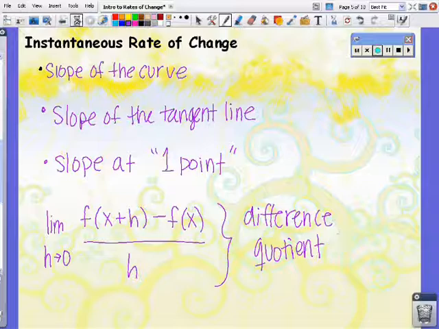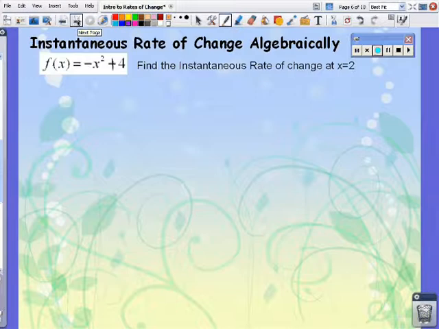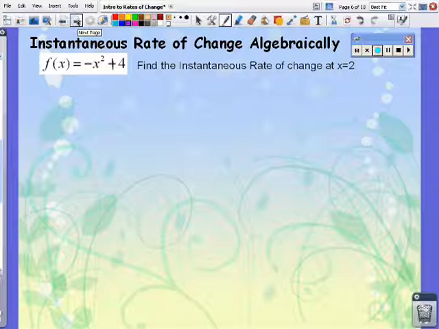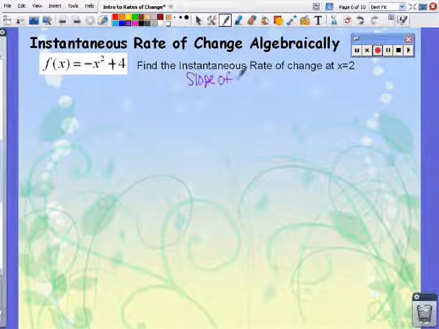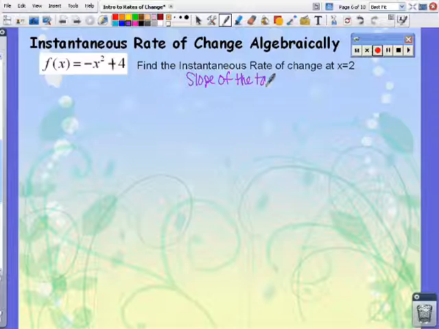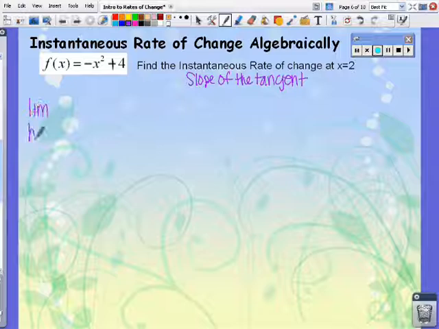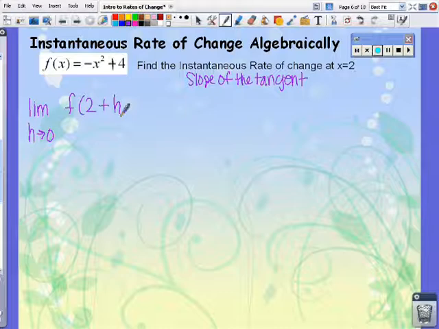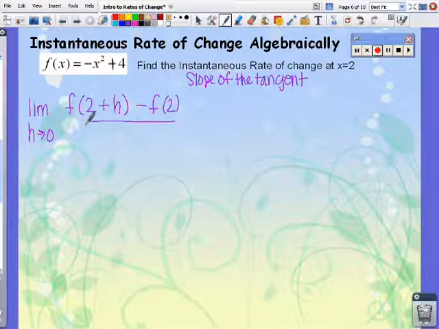Let's start out with our first problem, which is the instantaneous rate of change algebraically. So I give you a function. I'm going to ask you to find the instantaneous rate of change at x equal to 2. So that is the same thing as finding the slope of the tangent line at x equal to 2, or the slope of the curve at x equal to 2. So let's start off with the limit as h goes to 0 of f of 2. So I'm substituting in 2 for x, because that's the value they gave us.